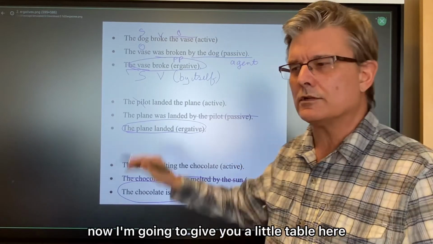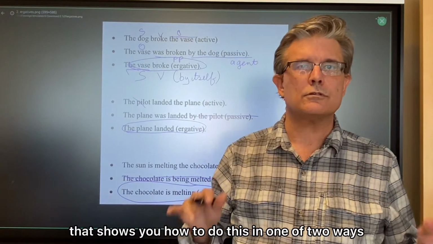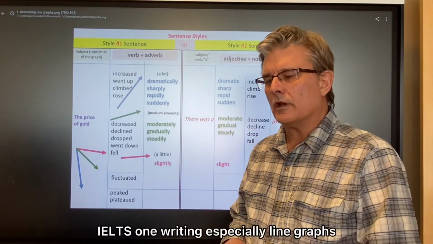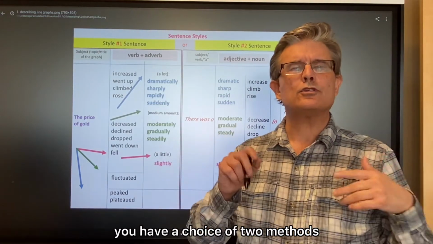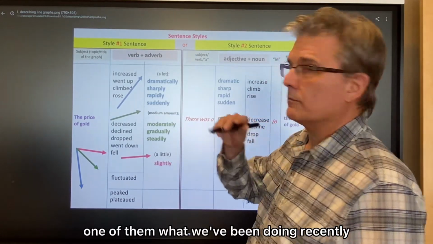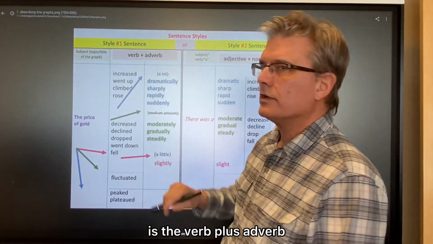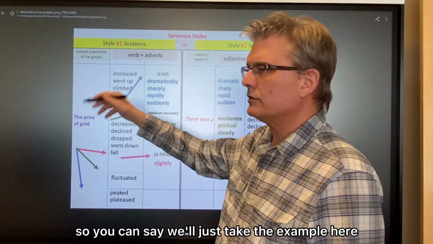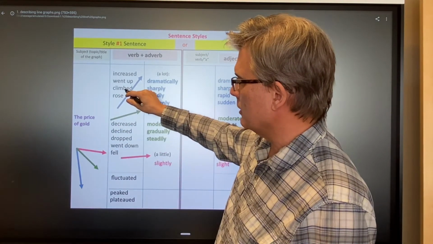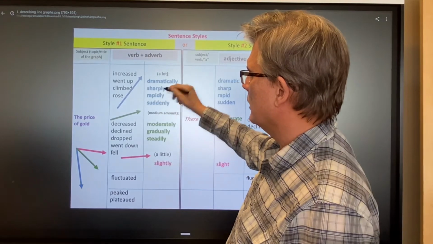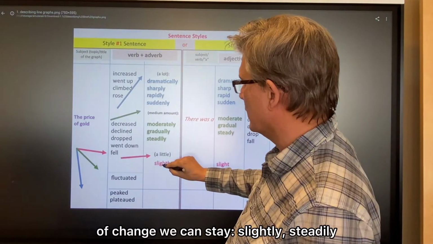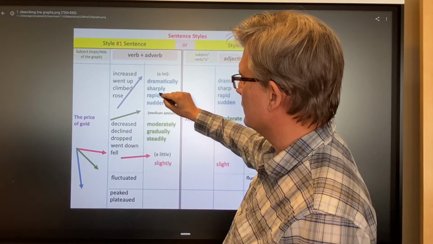Now I'm going to give you a little table here that shows you how to do this in one of two ways. Okay, so when you're doing IELTS 1 writing, especially line graphs, you have a choice of two methods that you can use to describe change. One of them, what we've been doing recently, is the verb plus adverb. So you can say, we'll just take the example here, which is called the price of gold. We can say it rose, climbed, went up, increased, and we have various degrees of change. We can say slightly, steadily, gradually, moderately, suddenly, rapidly, sharply, dramatically.